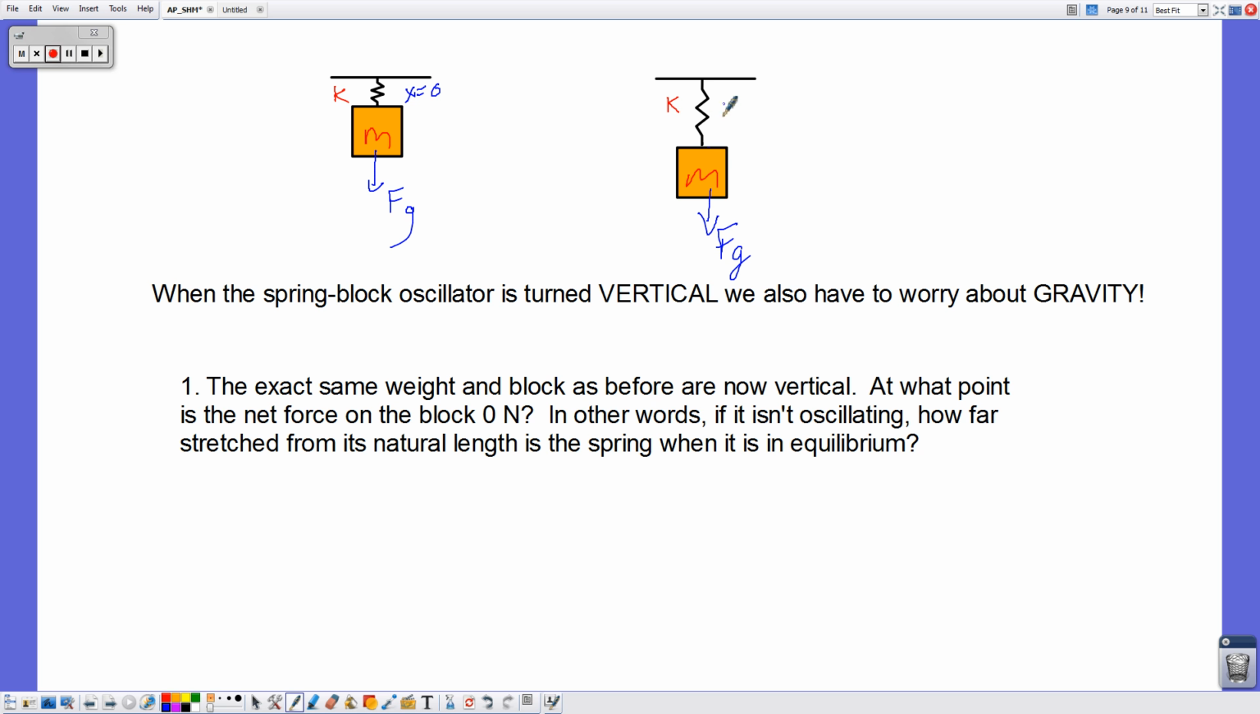What's going to happen? Well, it's going to stretch some distance x. What is that distance x? Please solve it for me algebraically. Have you done it yet? No? Then pause it. Unpause it! All right, so.